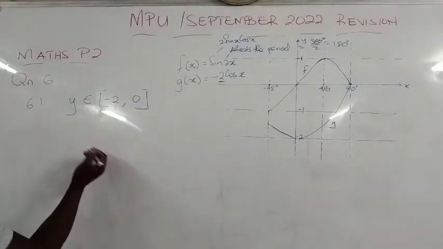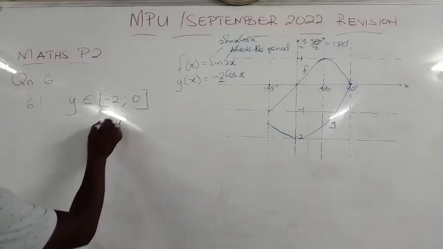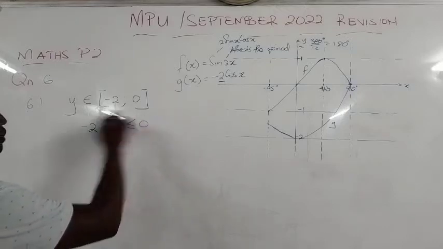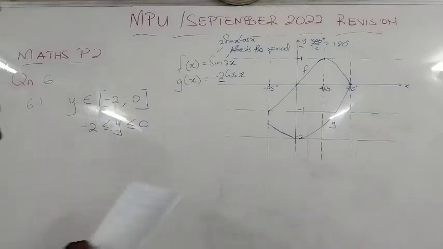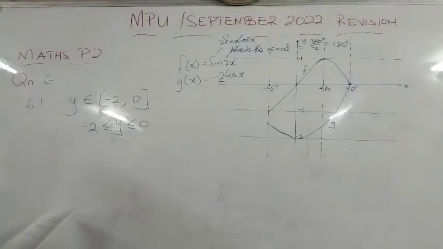You can also write it in set notation. That means you're saying y is greater or equal to negative 2, but less or equal to 0. That is 6.1. 6.2.